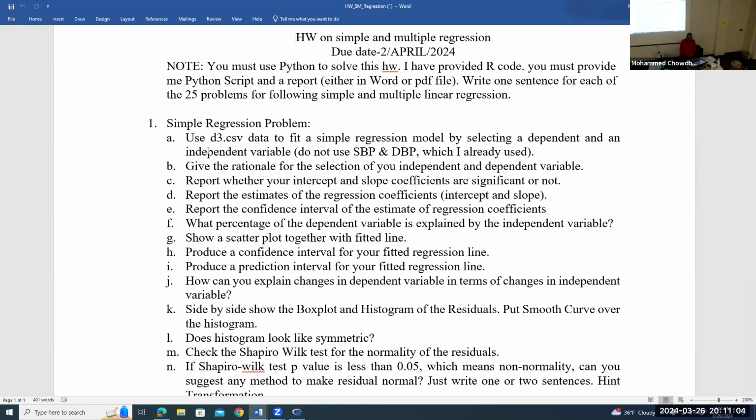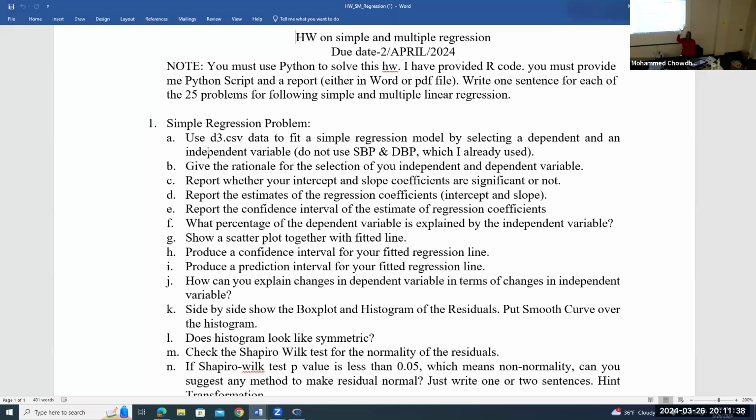Okay. Give rationale for selection of your independent and dependent variable. You can say that biomedical research says that we can predict blood pressure or we can predict triglyceride from age. So that is why I put triglyceride. I'm telling you the answer. Triglyceride is the dependent variable and age is the independent variable, because when age goes up, triglyceride goes up. Okay. Or cholesterol as a dependent variable and age as independent variable.